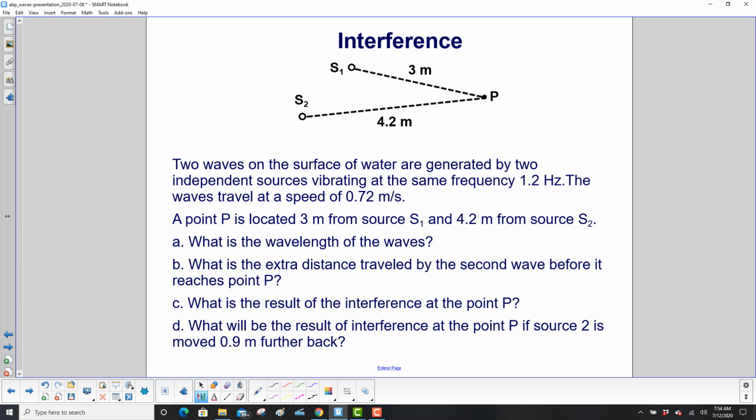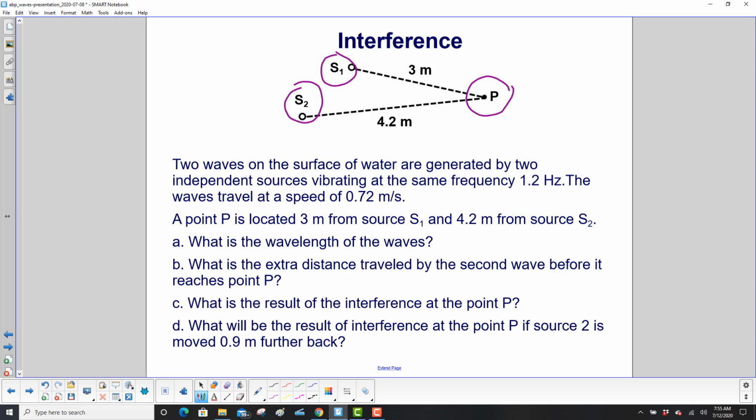Two waves on the surface of water are generated by two independent sources vibrating at the same frequency, 1.2 Hertz. And here's our two independent sources. The waves travel at a speed of 0.72 meters per second. Point P is located 3 meters from source S1 and 4.2 meters from source S2.